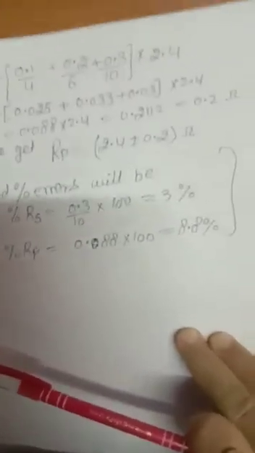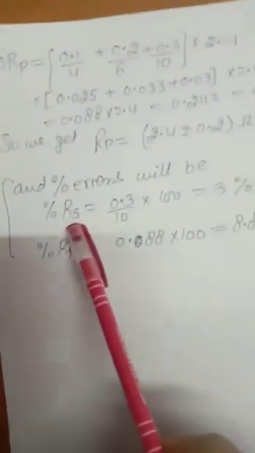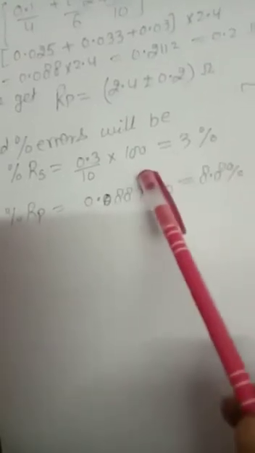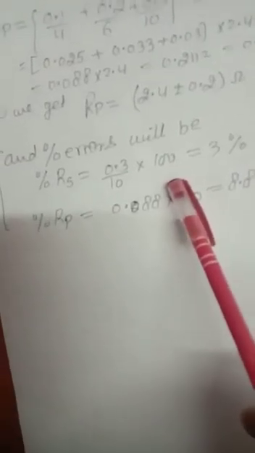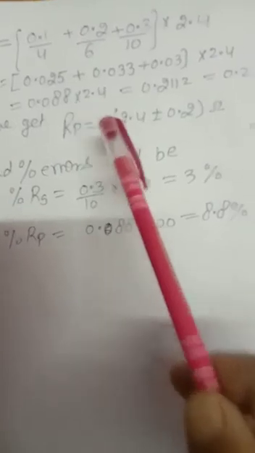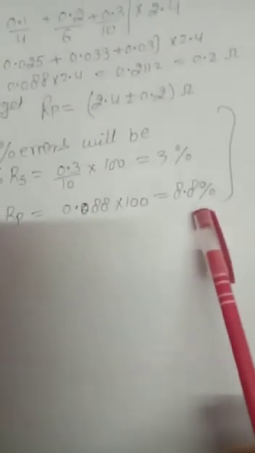Now if a similar question is there, and they are not saying to express the answer in standard form, but are saying to find the percentage error in series and parallel, then in that case the percentage error in series will be 0.3 upon 10, means 3%, because we multiply the fractional error by 100 for calculating the percentage error. Similarly, the percentage error in Rp will be 0.088 into 100, means 8.8%.